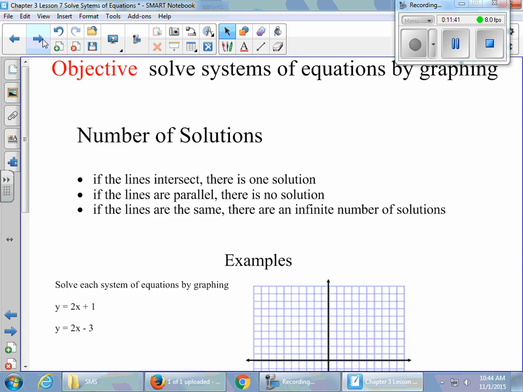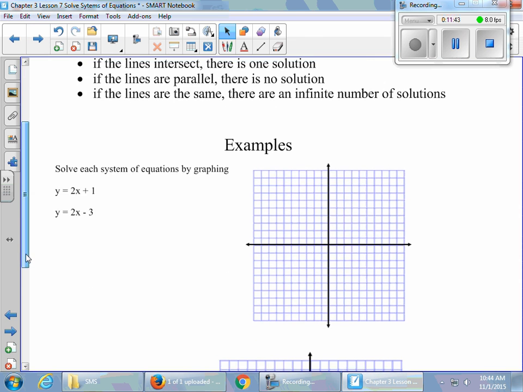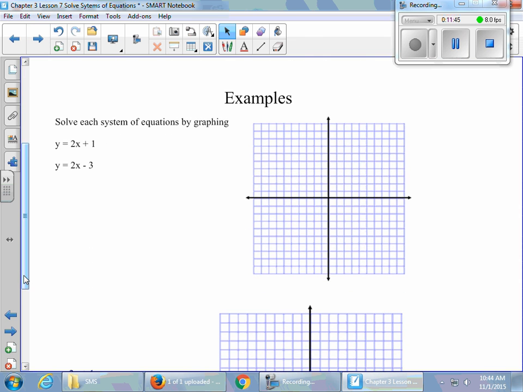I'll look at a couple more examples. And we're going to solve by graphing once again. So we have y equals 2x plus 1. Once again, our 1 is our y-intercept. And our 2 tells us our slope. It's a plus, it's rise over run, up 2 over 1, up 2 over 1, up 2 over 1. And we'll just draw that.